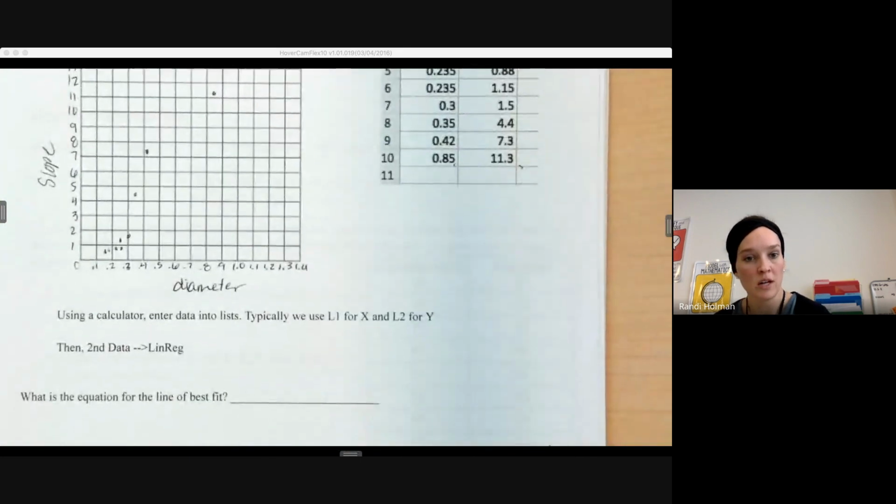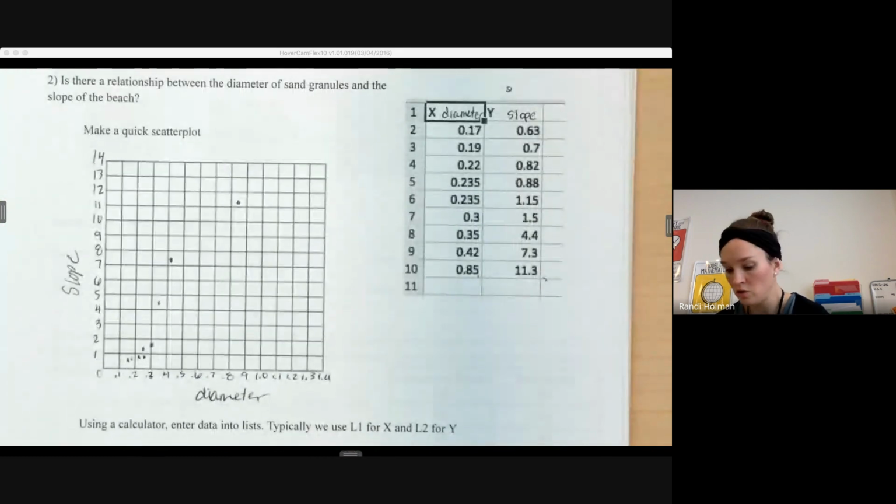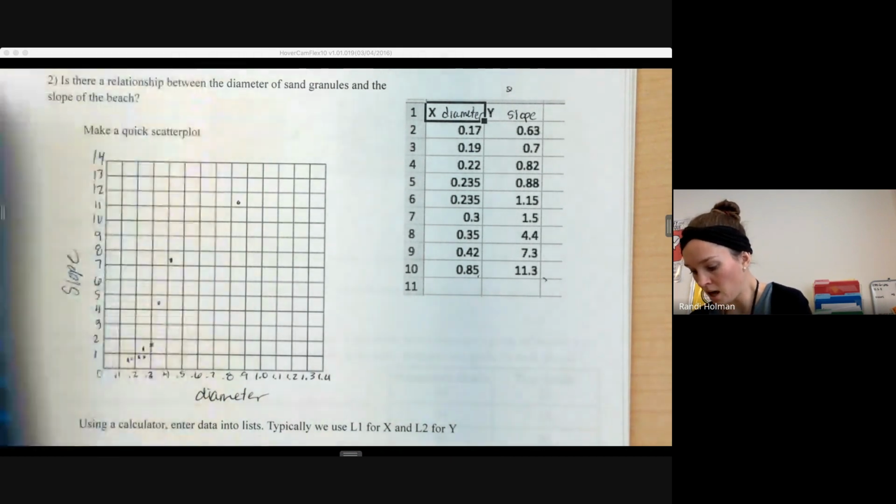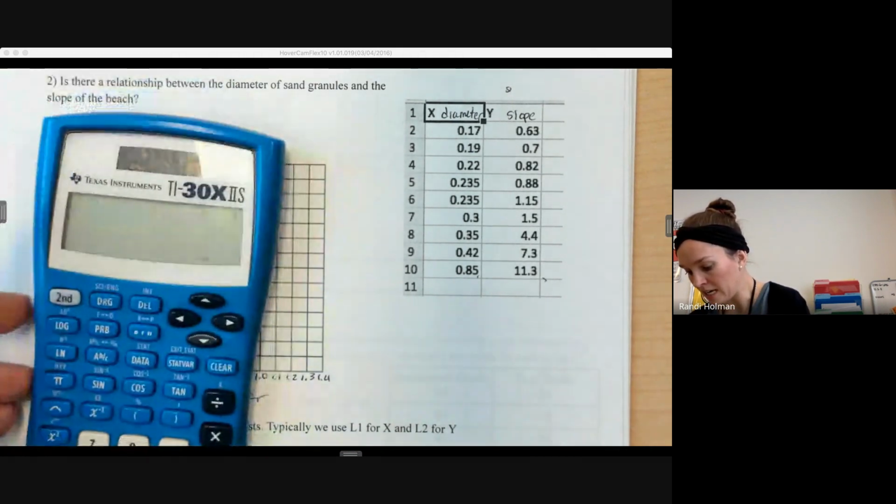So let's actually utilize our calculator to find these things. So in your calculator here, I'm going to use the 30. There's ways to do this on the other calculators, but since the 30s are what you use in class, we're going to utilize that here. So we're going to enter our data into lists.